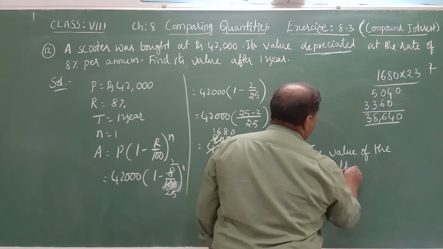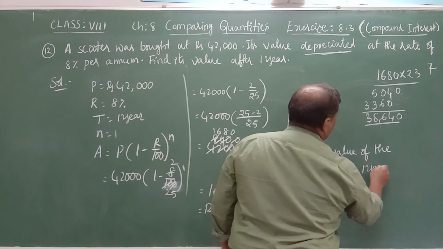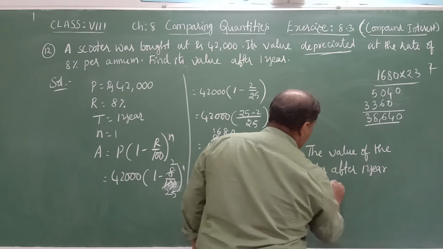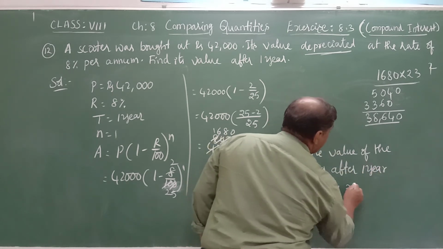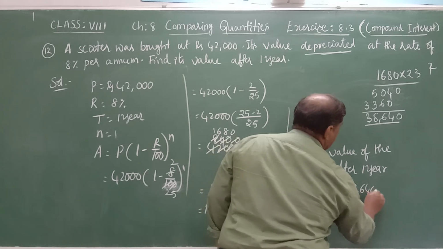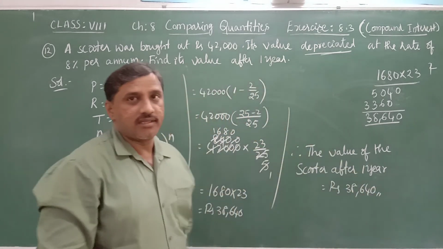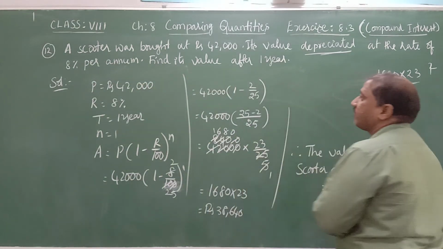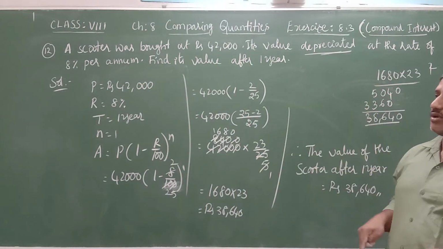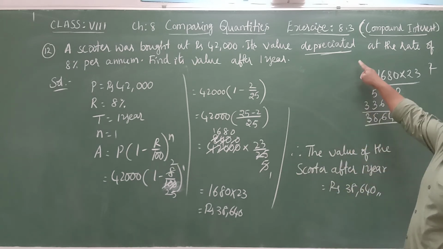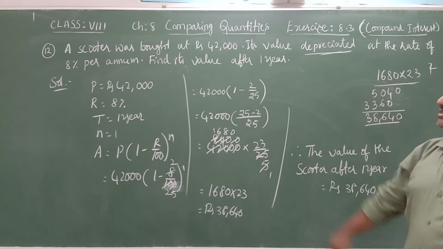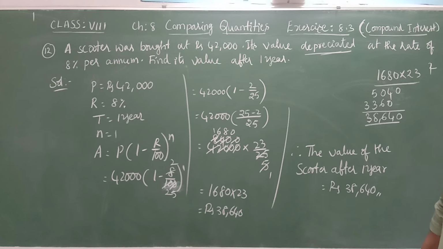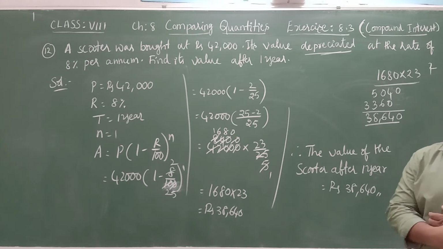Therefore, the value of the scooter after 1 year is equal to rupees 38,614. So like this we will find the depreciated value of the scooter after 1 year when the depreciation rate of 8% is given. Is it clear, children, how to find this? That is the application of the compound interest formula.